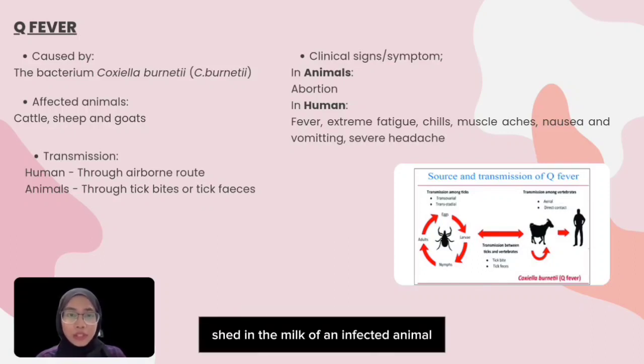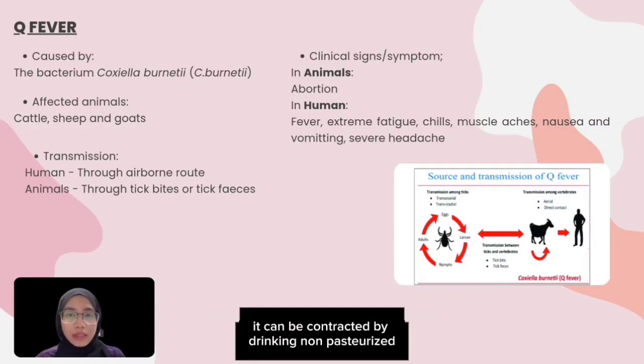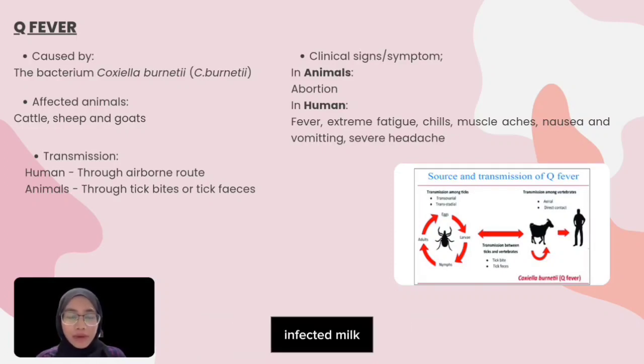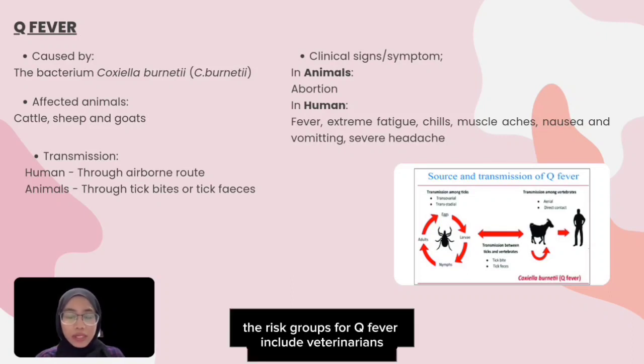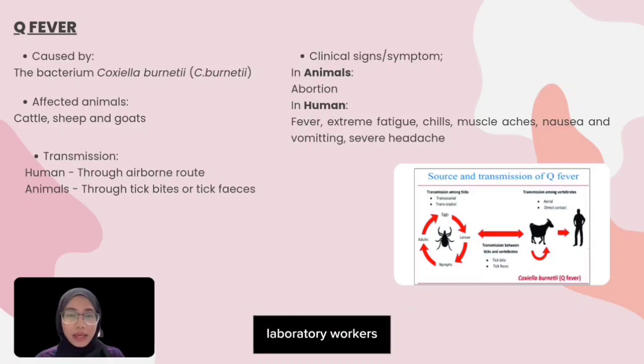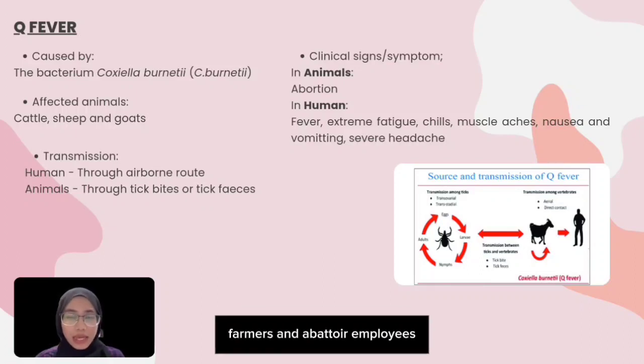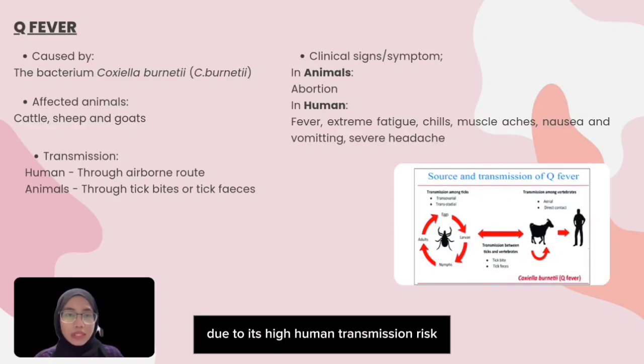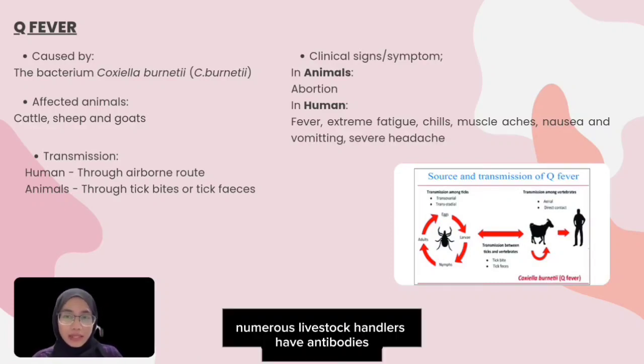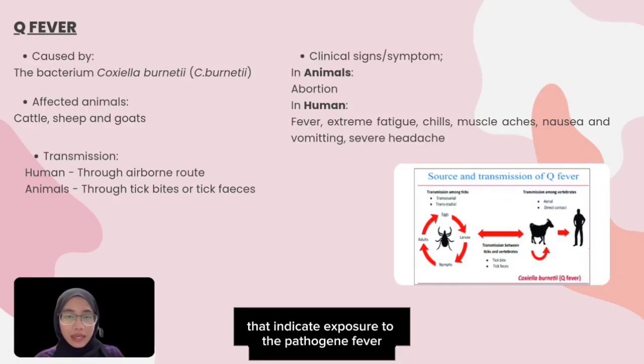Since it is also shed in the milk of an infected animal, it can be contracted by drinking non-pasteurized infected milk. The risk groups for Q fever include veterinarians, laboratory workers, farmers, and abattoir employees due to its high human transmission risk. Numerous livestock handlers have antibodies that indicate exposure to the pathogen.